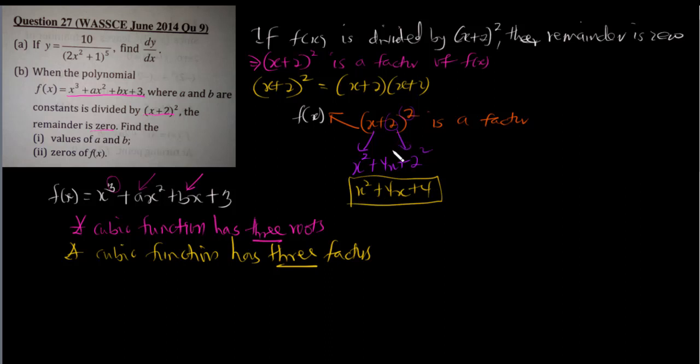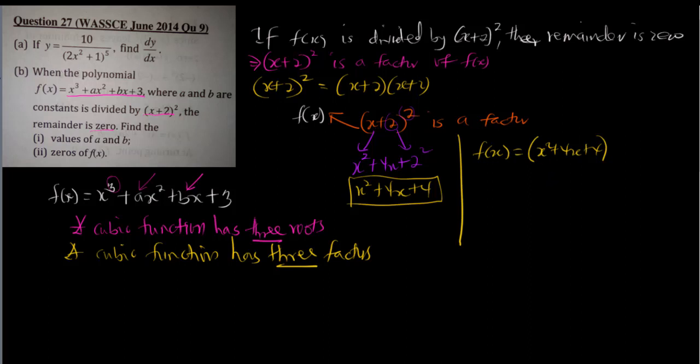Now the function f of x is a cubic function, and one of its factors is a quadratic. So that means that it's left with only one linear factor. So f of x will be equal to a product of three factors, but we have x squared plus 4x plus 4 as a quadratic factor. This quadratic comprises two linear factors, and these are (x plus 2) and (x plus 2).